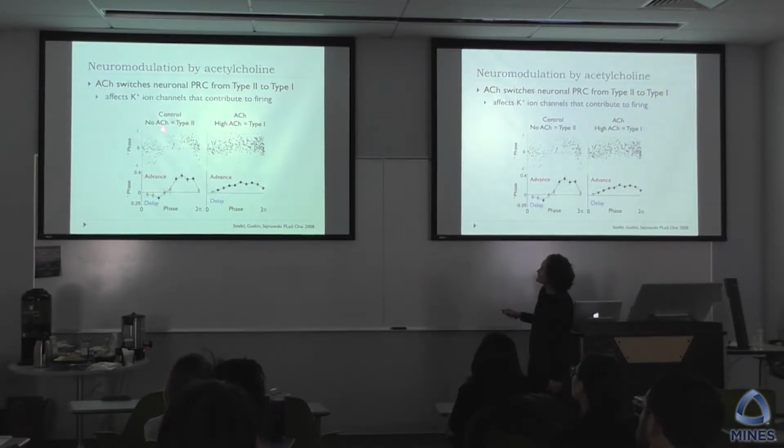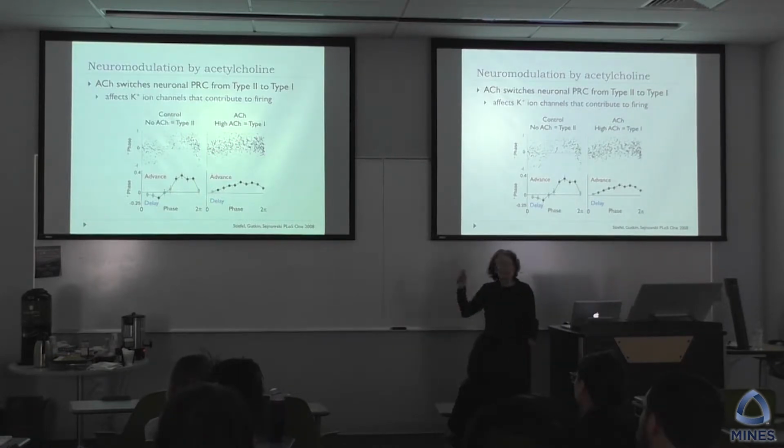What they notice is that when there's no acetylcholine, stimuli coming in earlier in the phase generally cause a delay, and later in the phase they cause an advance. But in the presence of acetylcholine, that delay region is diminished, and overall the mean behavior is an advance.